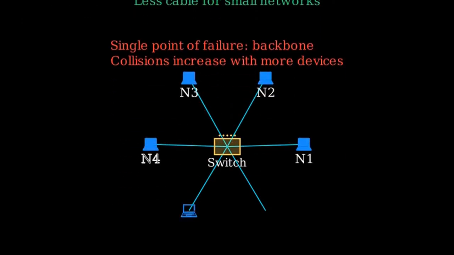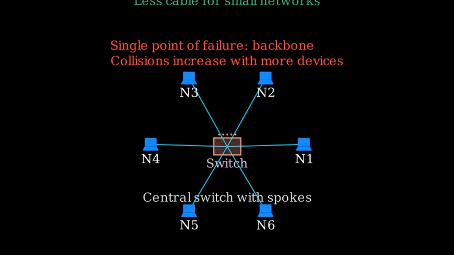2. Star topology. All devices connect to a central hub or switch. Advantages: easy to add or remove devices, and a cable failure affects only one device. Disadvantages: the central hub or switch is a single point of failure, and it uses more cabling than a bus.